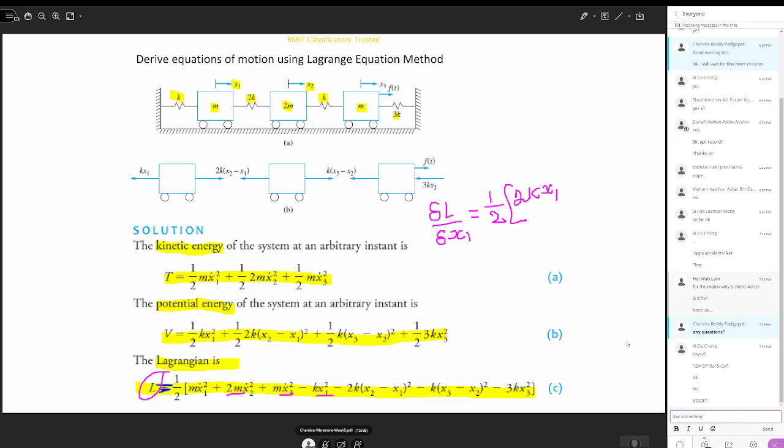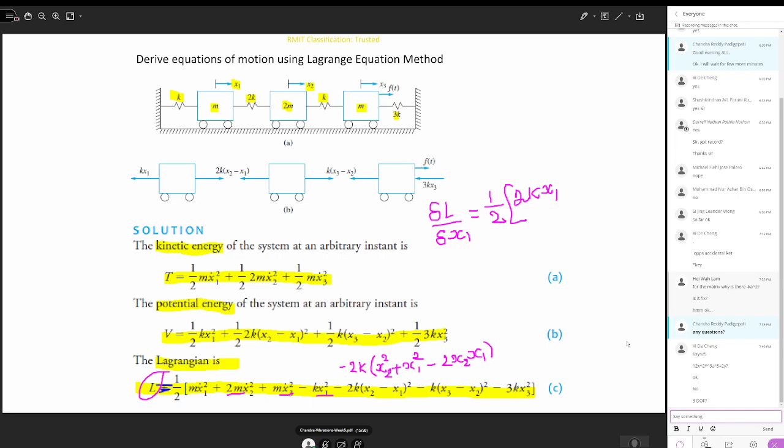So you can expand this. If you expand this, you get negative 2k, you can write x2 square plus x1 square minus 2 x2 x1. Okay, so this is x2 square.